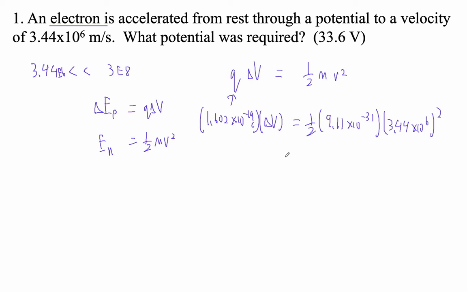I guess I'm going to do this times this times this, divide by that. Here we go, let's try it. So 0.5 times 9.11 E minus 31 times 3.44 E6 squared divided by 1.602 E minus 19. It's a syntax error. Okay, well, fine. Oh, 2 times is fine. 33.6 volts is what I'm getting.